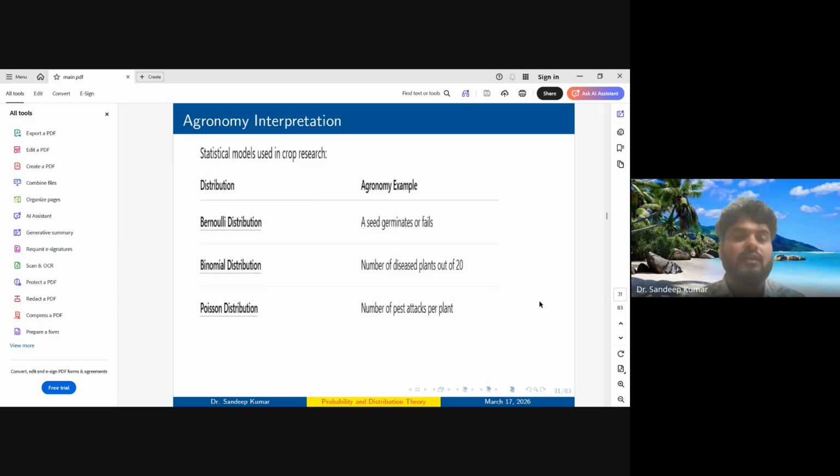Agronomy interpretation of the Bernoulli distribution, binomial distribution, and Poisson distribution. Bernoulli distribution, agronomy example: a seed germinates or fails. If a seed germinates or fails, there are only two possibilities. Here, the seed will germinate or it will fail.